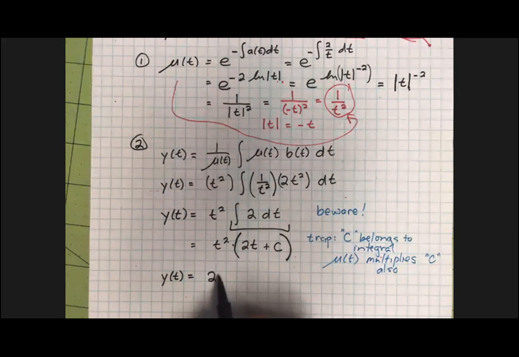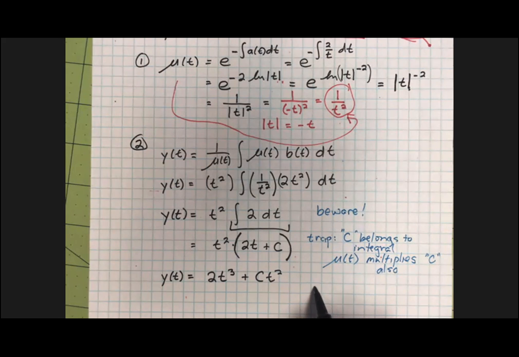The answer is 2t cubed plus ct squared. And now I can bring in my initial value. It says y is 4 when t is minus 2. So I'll figure out what c is by putting minus 2 in here and putting the 4 in place of the y. So 2 times minus 8, I'll do some simplifying as I write, plus c times 4.